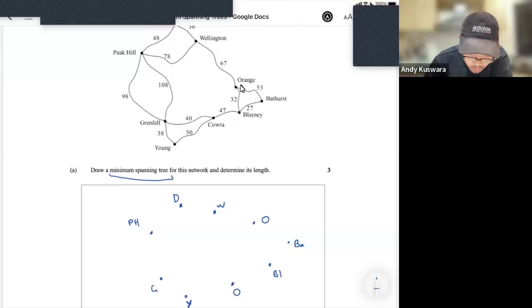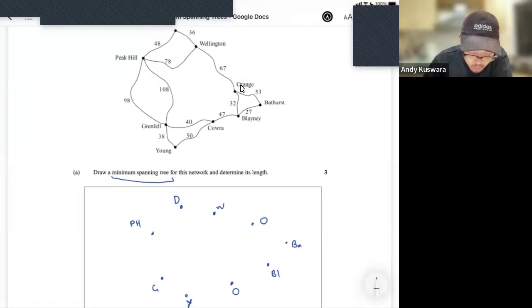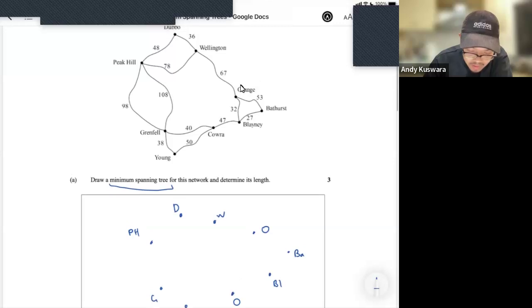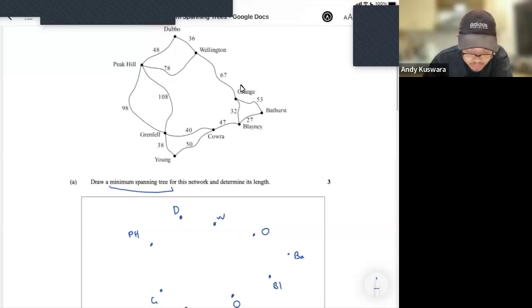Looking at that, what we want to do is connect what looks the shortest. From Peak Hill to Dubbo, I can see the easiest way to connect that would be the 48. I'm just going to start there. So I'm going to connect these two, and that's going to be 48. Then I look, what's the shortest way to get from Grenfell to Peak Hill? I can see it's quite high. So for the moment, I'm going to leave that be because we might just connect it through this side here.